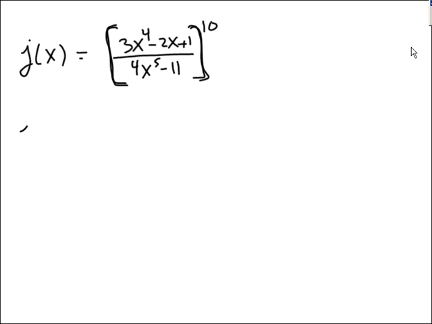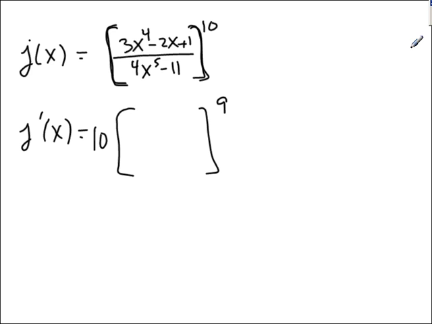So, the rule's straightforward. What's in the bracket stays there. Play games with the powers. Bring it down, make the new one less. Okay, what's inside the bracket stays there. There it is. Times the derivative of what's in the brackets.